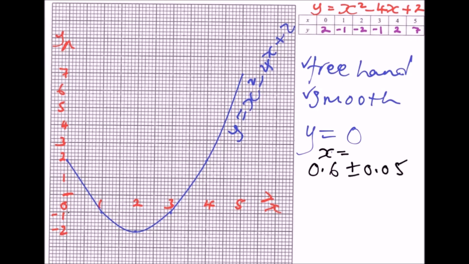Again, the graph cuts the x-axis at around 3.4, 3.35. So we say x is 3.4 plus or minus the allowance of 0.05. So these are the values of x when y is equal to 0. So that's how you do it.